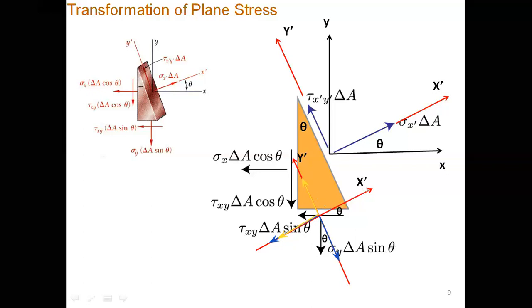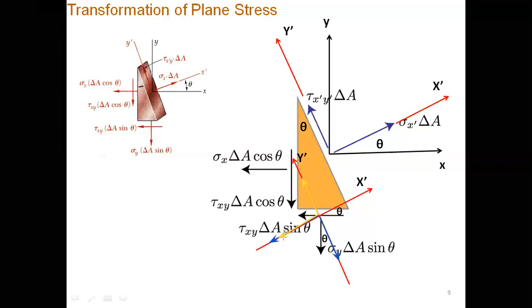Remember that this is our coordinate frame. X prime is positive in this direction. Y prime is positive in this direction. So here you see that this component of this force is in the negative y direction. So you have to take this negative.